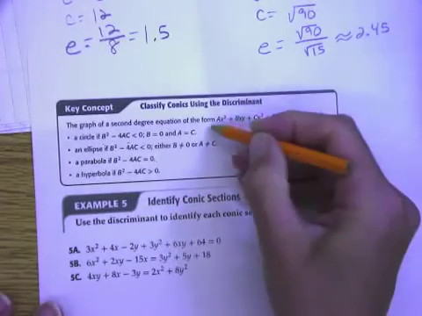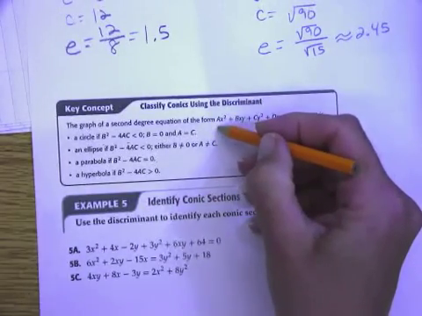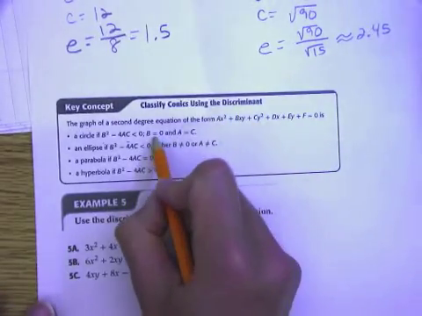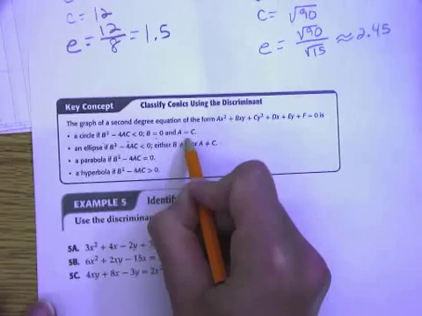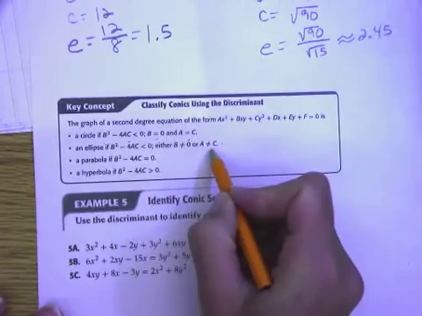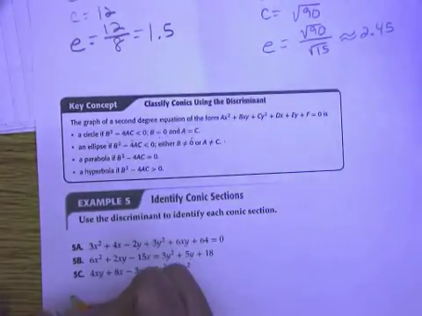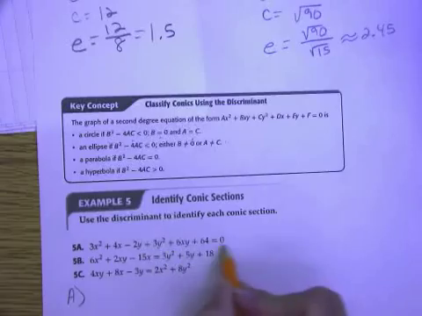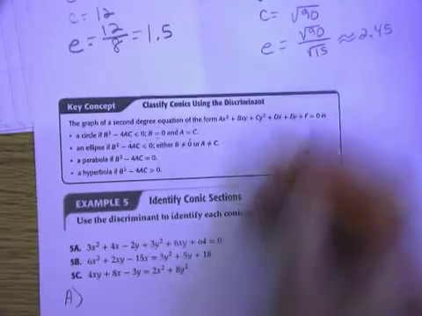It'll be a parabola if that value is 0. It'll be a hyperbola if the value is positive. If it's negative, you've got to look closely at a few conditions. So if it's negative and the b value is 0 and the a and c values are equal, then it's a circle. If either one of those conditions is not met, then it's an ellipse.